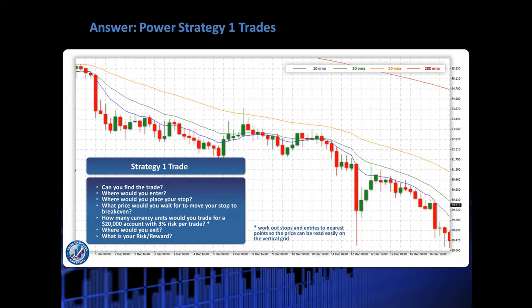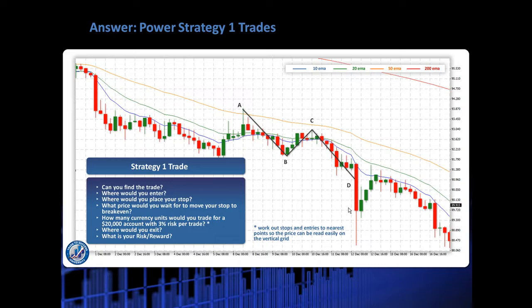Did you get it? Well, this is the trade right here. As I said, the C to D leg is going to be agreeing with the trend, which is down. We want to be trading in the direction of the trend. We know it's a Strategy 1 trade, so we know that we're going to be trading the C to D leg of the ABCD.